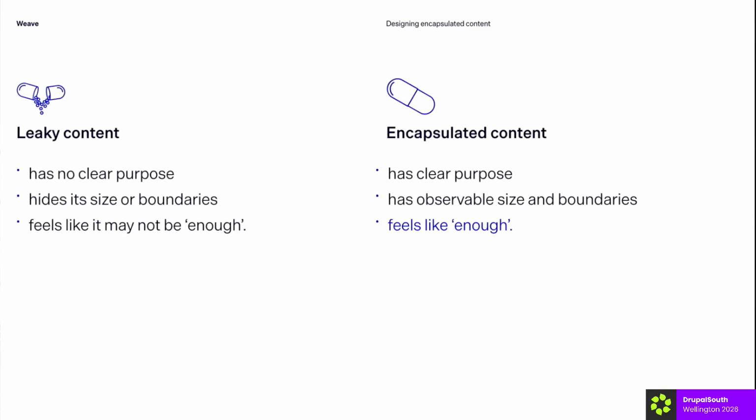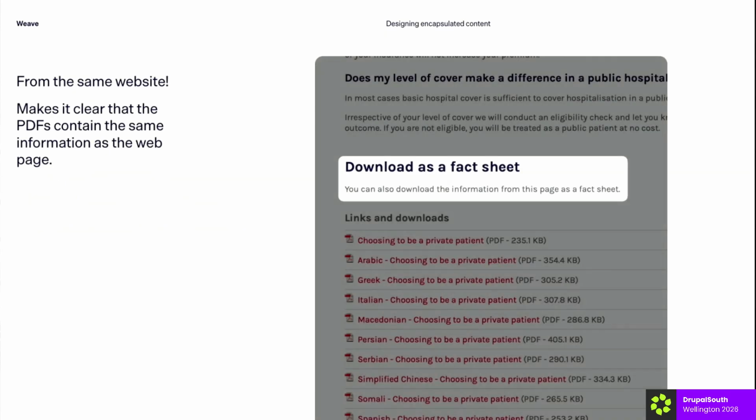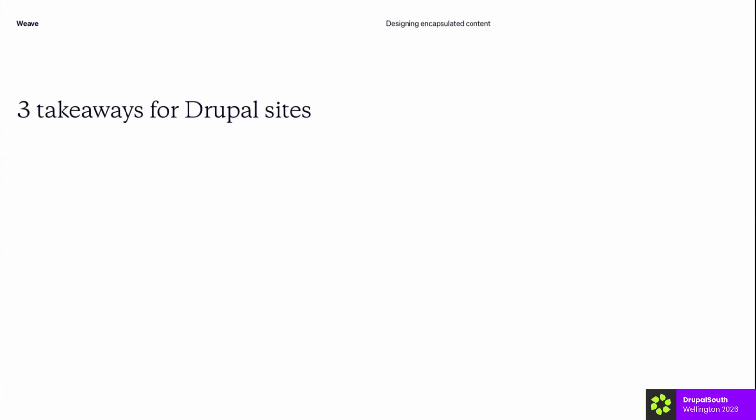And I'm going to give a positive example from exactly the same website. There's another page on the website where the heading is download as a PDF. And then it says you can also download the information from this page as a PDF. Just so simple, but it's giving people a really clear and unambiguous understanding of what they're getting. So there are some examples. They're the 3 qualities that I want to suggest we try to be aiming for.